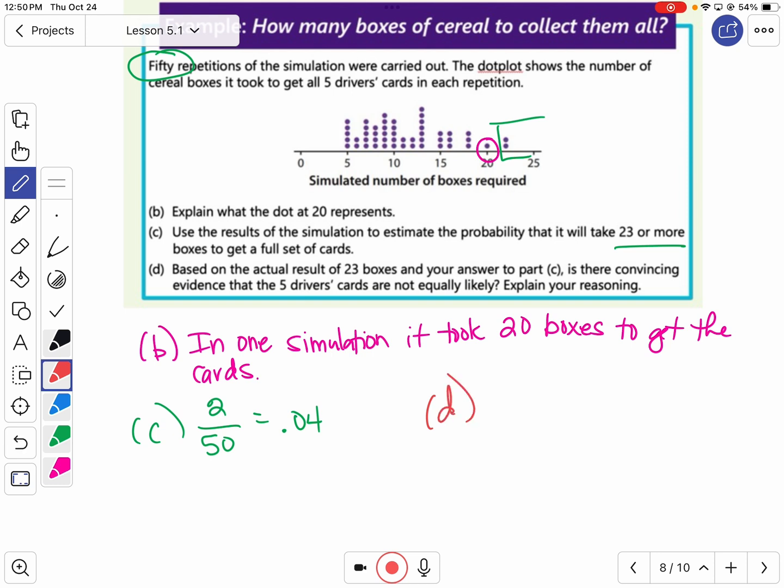I would say that we've got convincing evidence that it's not equally likely, right? Because some of these, it only took 5 boxes. But where are most of them? They're 10 plus, right? It's going to take 10 plus. So I think that would say that's convincing evidence that we are going to have to do more than just 5 boxes of cereal. So that's that.